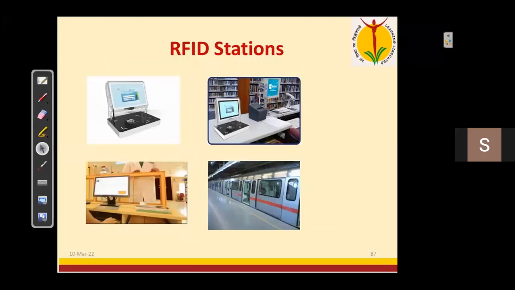There are RFID stations also, to read your tag and access certain data. Maybe in the library you can access the books through this RFID tag. You can access the library. Maybe person identification will happen through this RFID.